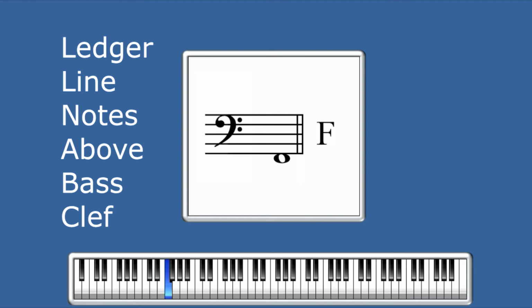Okay, let's review now the notes above the bass clef. We're only extending the staff 3 ledger lines above bass clef, similarly to the way we're extending the staff by 3 ledger lines below treble clef. This is where C4 is located. Then up a third to E4, then up another third to G4. This up a step would be A4.